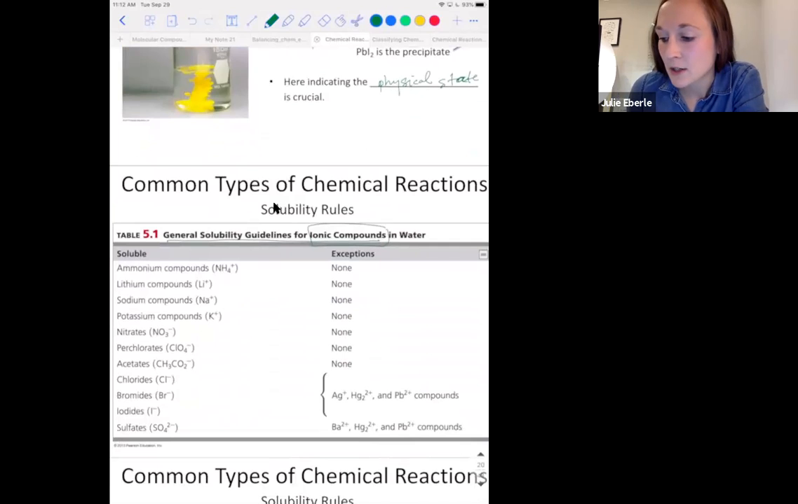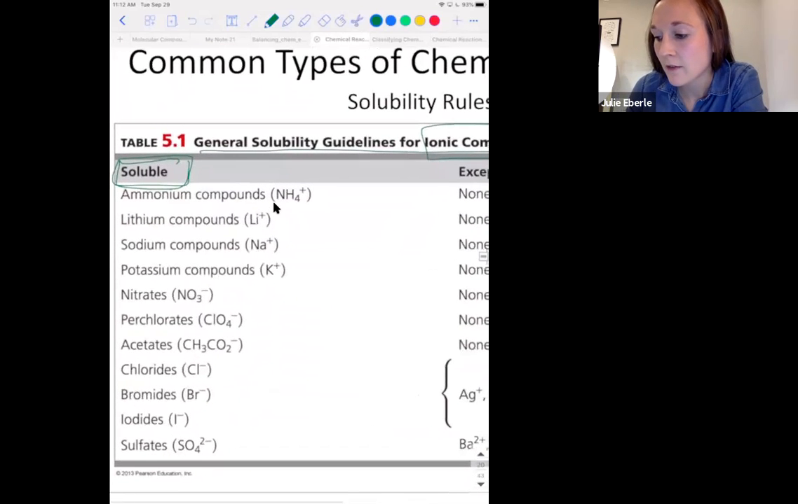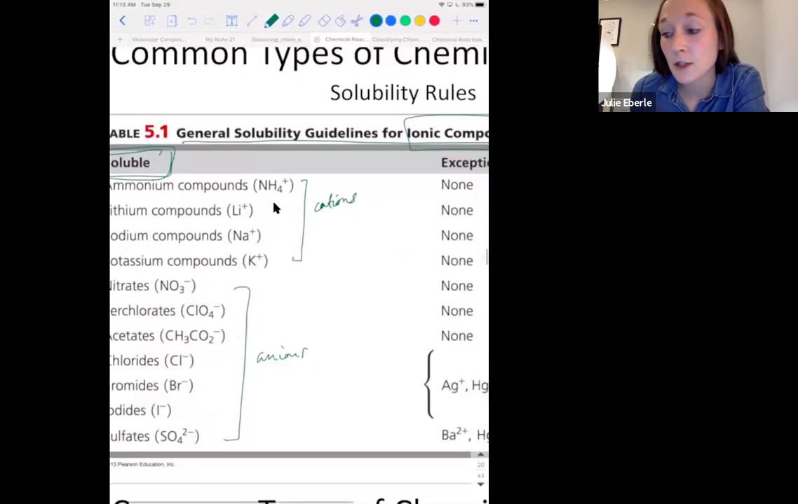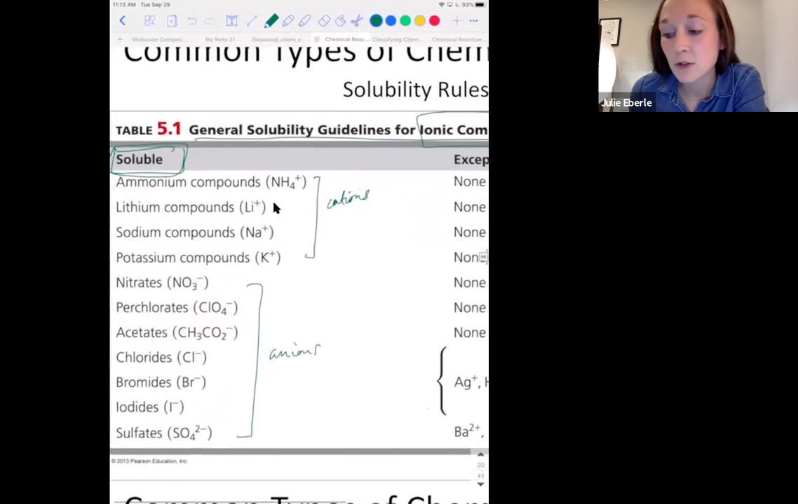I'm going to talk about the column on the left first, where it says soluble right here. If a compound has one of these ions, notice that they're either cations, so these four right up here are cations, and everything below that are anions. If a compound has these cations or these anions, it will be soluble in aqueous solution. So if the cation matches one of these top four, or the anion matches one of these bottom, I think it's 7, that compound will be soluble. There are a couple of exceptions, but for most of these, there are no exceptions.